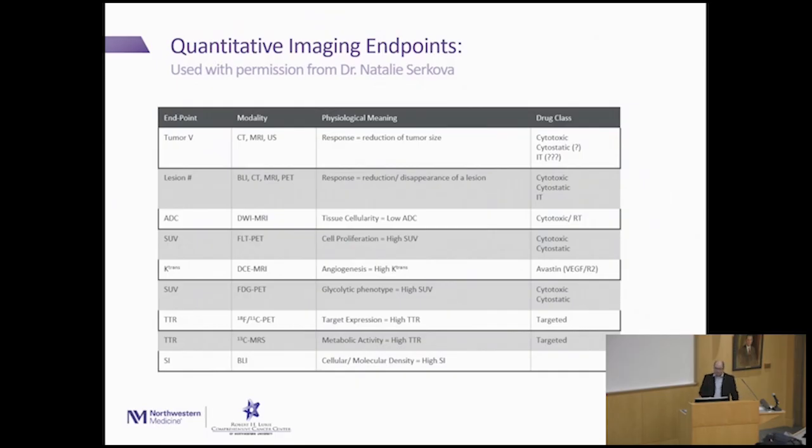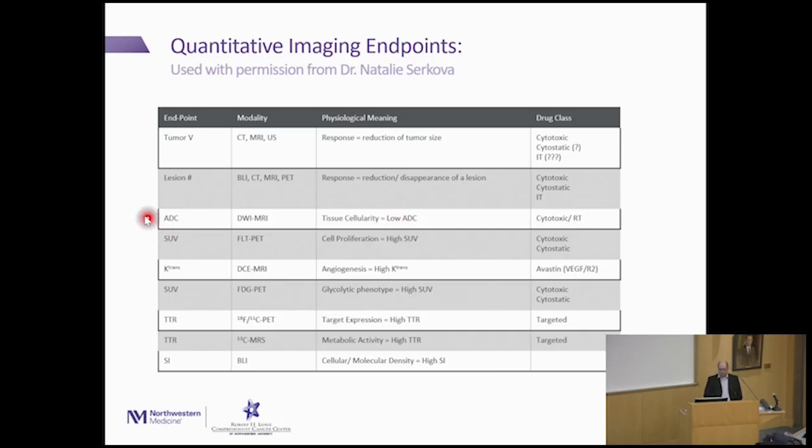This is a slide I borrowed from a colleague in Colorado. We actually turned this into a white paper. So these are some of the things that you can image, or these are the endpoints that you can image with molecular imaging to get quantitative imaging related to cancer endpoints.